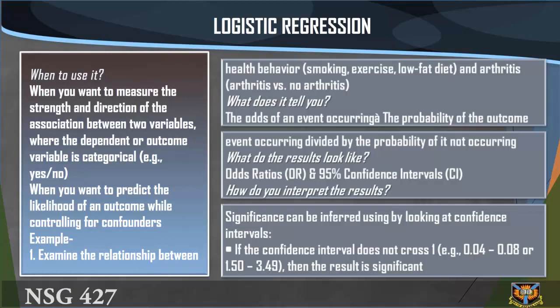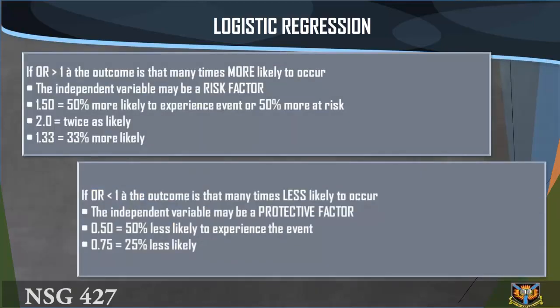How do you interpret the result? Significance can be inferred by looking at confidence intervals. If the confidence interval does not cross 1, for example 0.04 to 0.08 or 1.50 to 3.49, then the result is significant. If OR is greater than 1, the outcome is that many times more likely to occur.